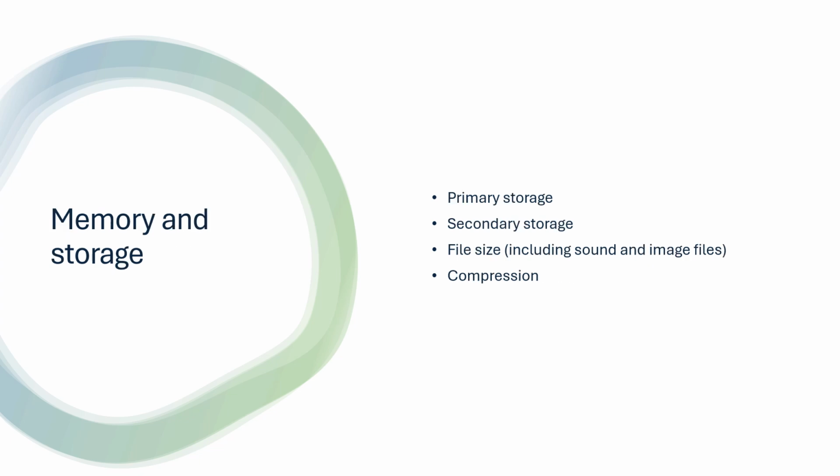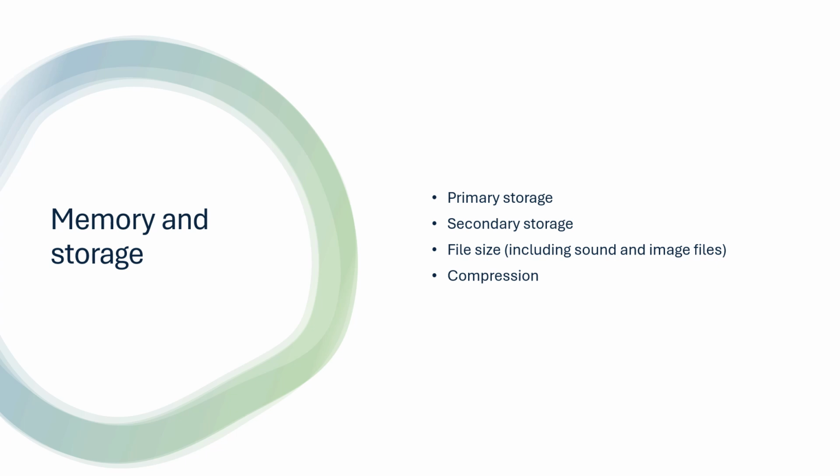Memory and storage. We need to know what primary storage is, what are the types of primary storage, and if they're volatile or non-volatile. We need to know what secondary storage is. Remember, your hard drive is secondary storage, not primary. We need to know the cons and the pros for all of them. We tend to be asked to compare different types of secondary storage.